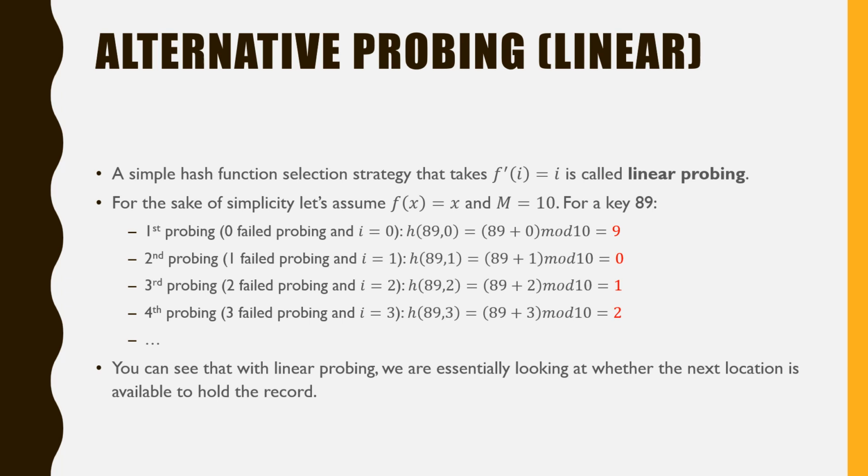The second time we compute its hash value does correspond to 1 probing failure and i equals 1, and the resulting hash value will be 0. We can further see that the third hash value will be 1 and the fourth hash value will be 2, and so on and so forth. Therefore, with linear probing, we are essentially searching the hash table locations consecutively and trying to find the next available location.